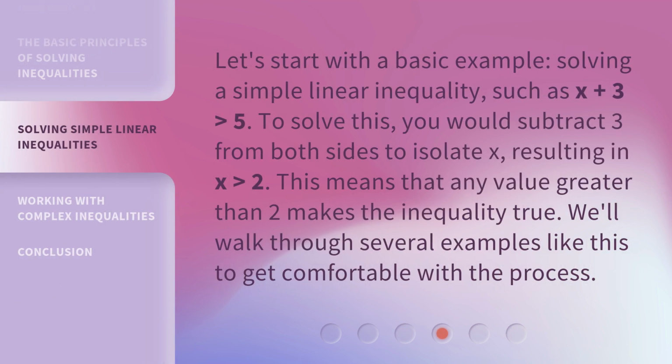Let's start with a basic example. Solving a simple linear inequality, such as x plus 3 greater than 5. To solve this, you would subtract 3 from both sides to isolate x, resulting in x greater than 2. This means that any value greater than 2 makes the inequality true. We'll walk through several examples like this to get comfortable with the process.